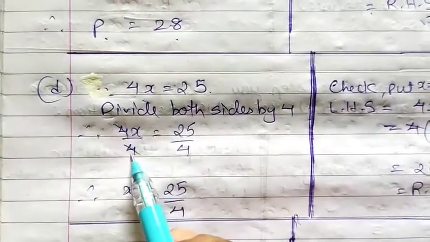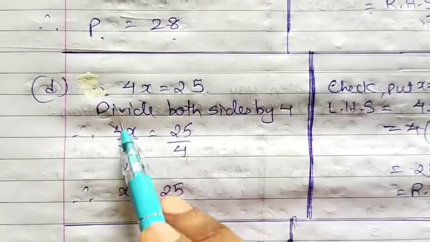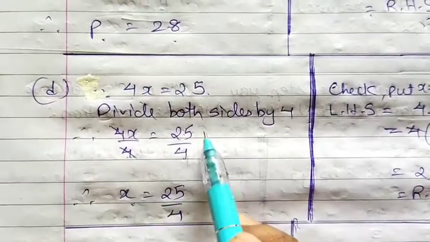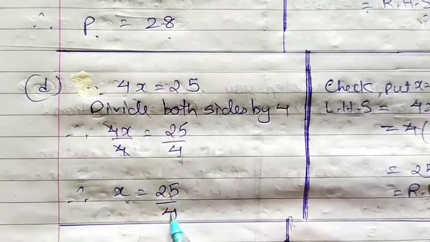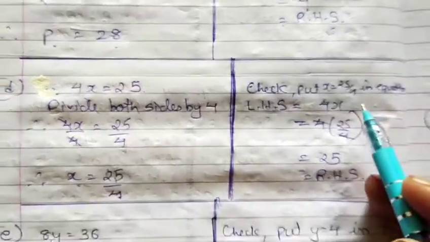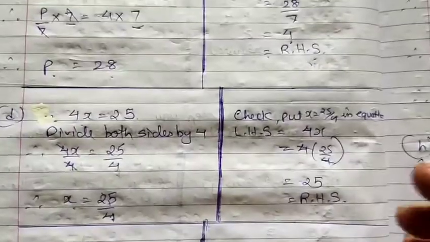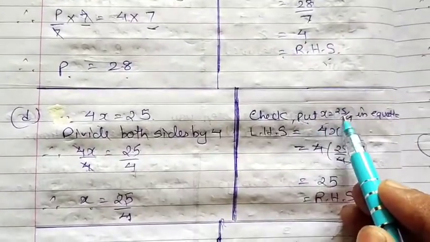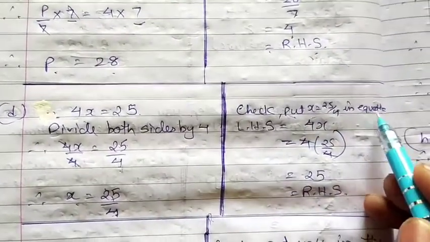See, 4x divided by 4 and 25 divided by 4. So 4 and 4 get cancelled. The value of x here, it is not possible to reduce. So write down as it is, 25 by 4. Then check whether it is correct or not. So put x equals to 25 by 4 in the equation.